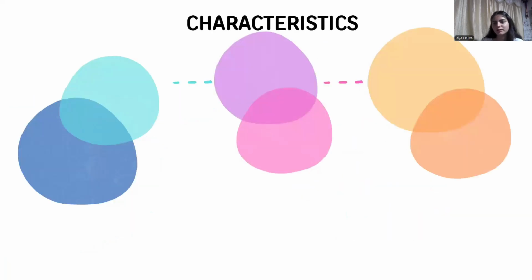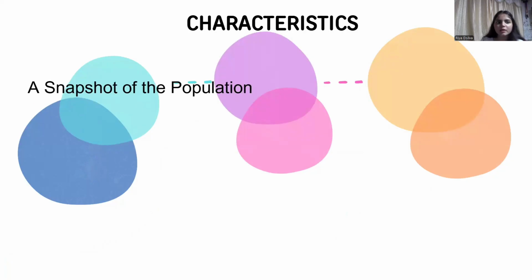Next, we talk about the characteristics. The characteristics of a cross-sectional study describe how it works and what makes it unique. So, here is an easy explanation on the topic. Firstly, it's a snapshot of a population. This study is like taking a photo of a group at a single moment. It shows what's happening in the population at a specific point without tracking the changes over time.